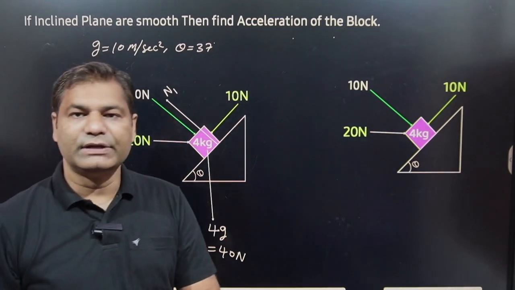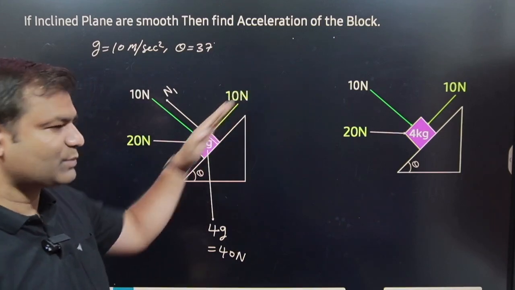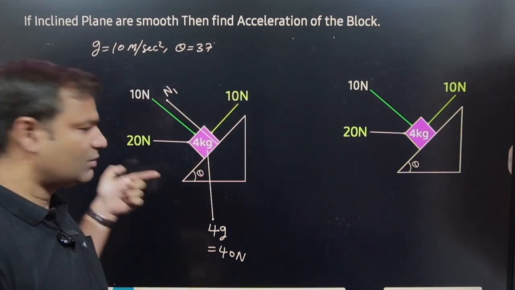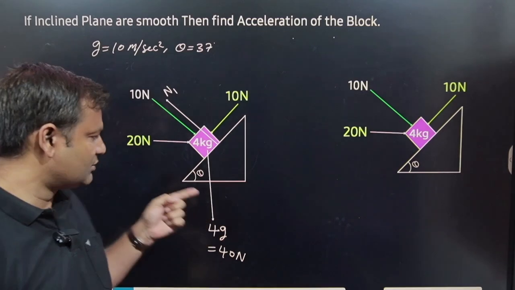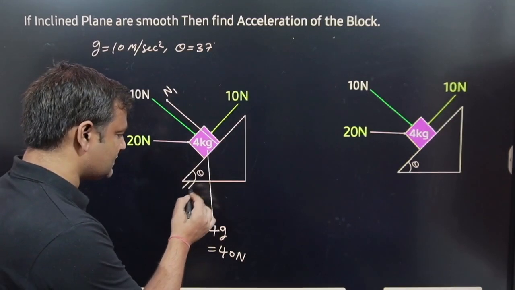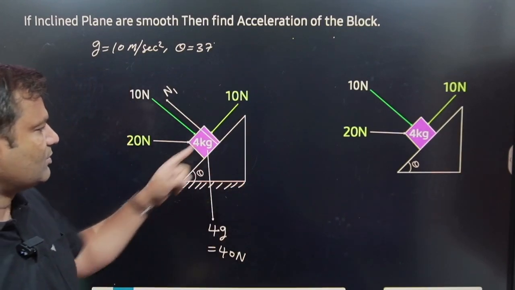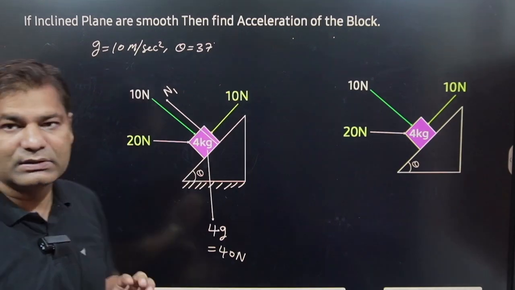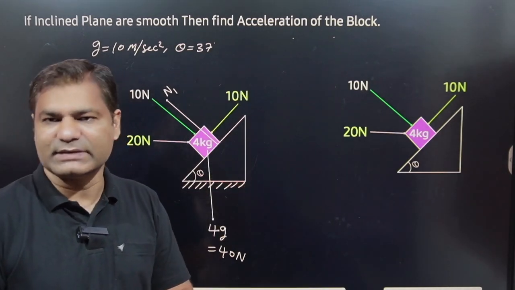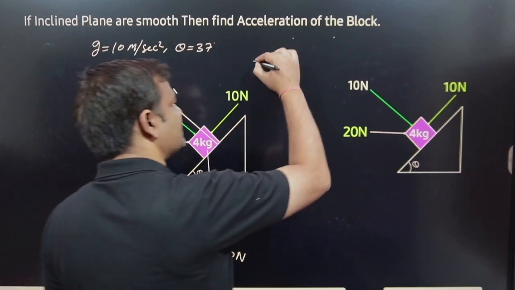Now this block can move only upward or downward along the incline, not in the perpendicular direction. Why? Because the inclined plane is fixed with respect to the ground. So the block moves upward or downward, decided by force and mass. Okay, so we have taken all forces.